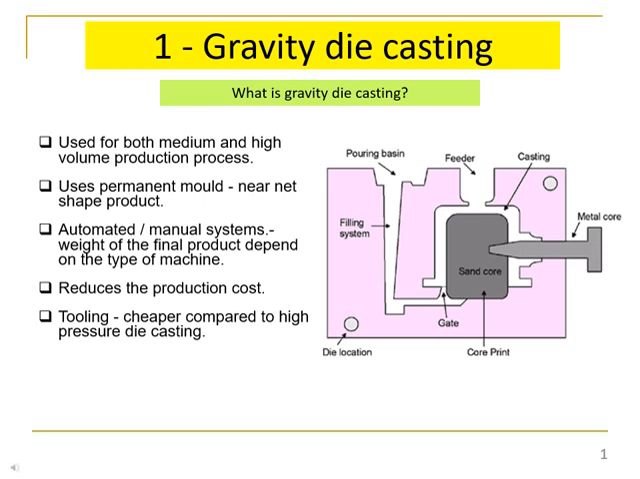That is, there are companies that use automated systems whereas others use manual systems. Again, the weight of the final product that can be cast depends on the type of machine. The gravity die casting technique has been adopted by most companies because it reduces the production cost. The tooling used here is cheaper than that used in high pressure die casting.